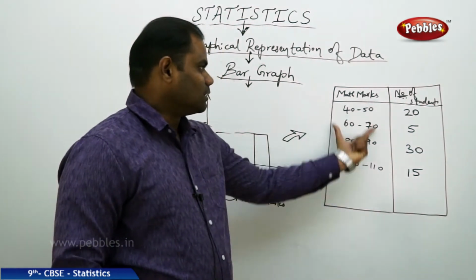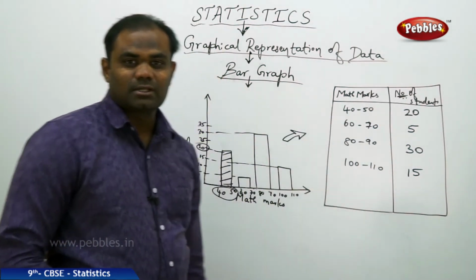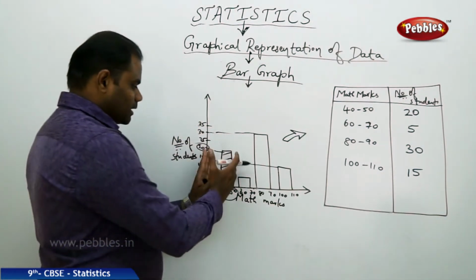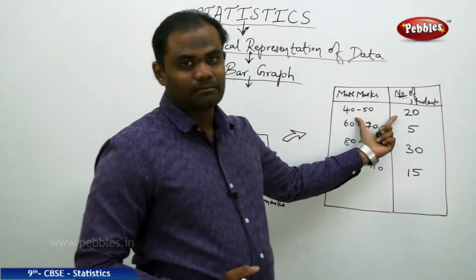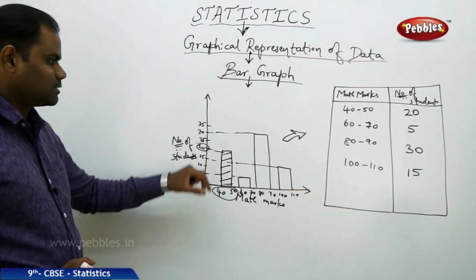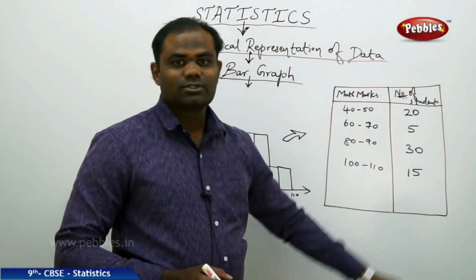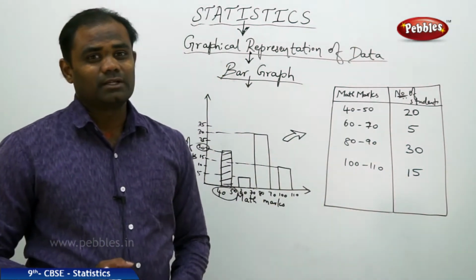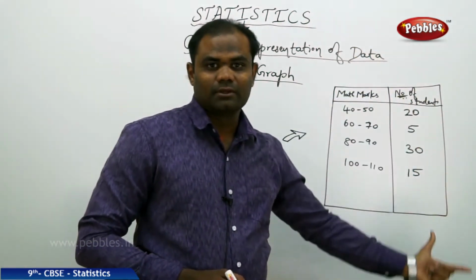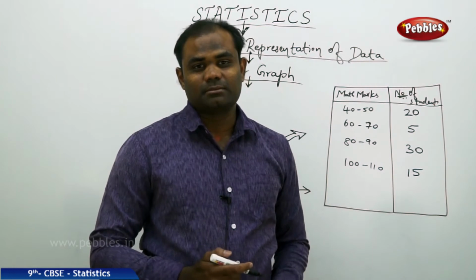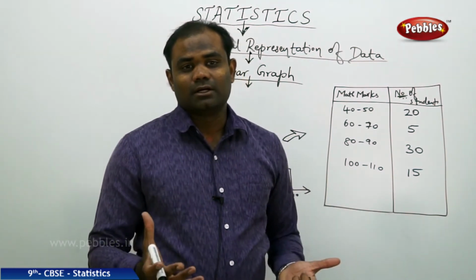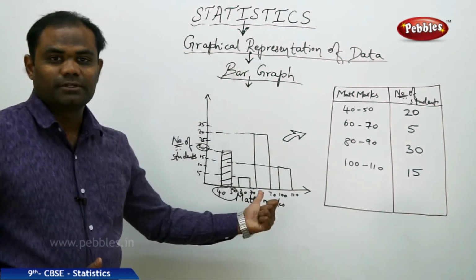So class interval and frequency are understood through the bar graph. The size of the bar gives me the class interval, and the tip of the bar touching the y-axis gives me the number of students. This is how we understand the bar graph helping me in constructing a frequency table. The bar graph helps me in analyzing the data in graphical representation.